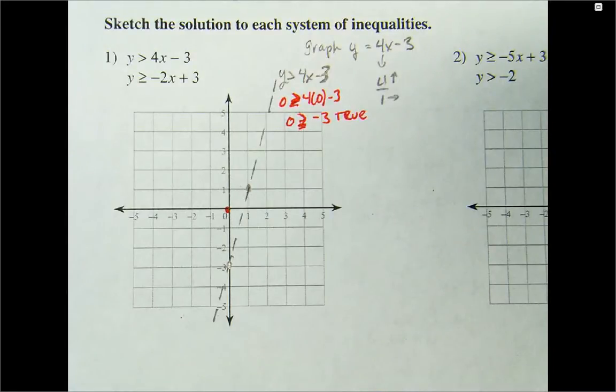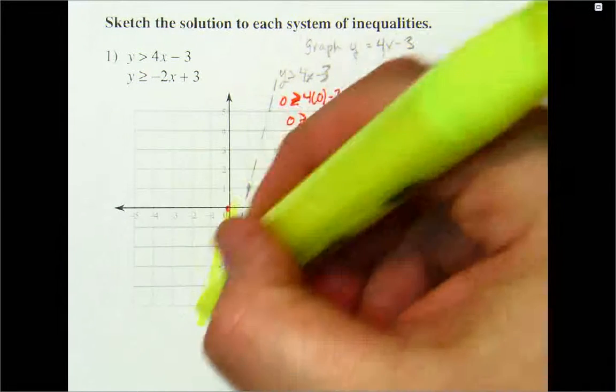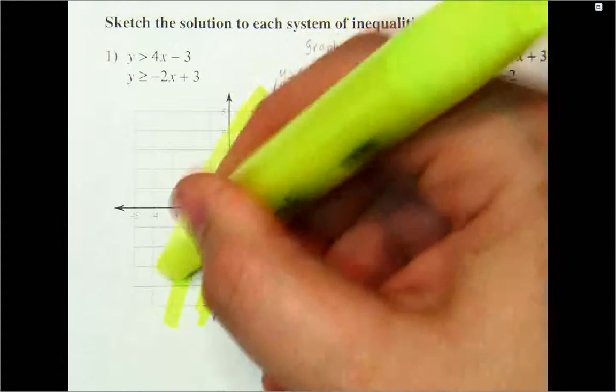Now, when you're trying to solve a system of inequalities, don't shade with a pencil. If you're going to shade with a pencil, use a colored pencil. And use different colors. And I would recommend a highlighter.